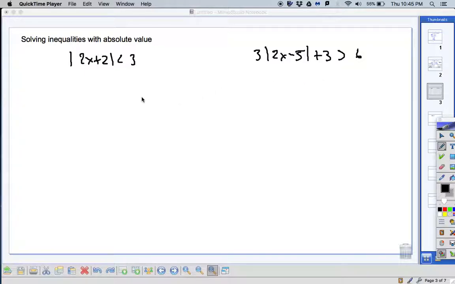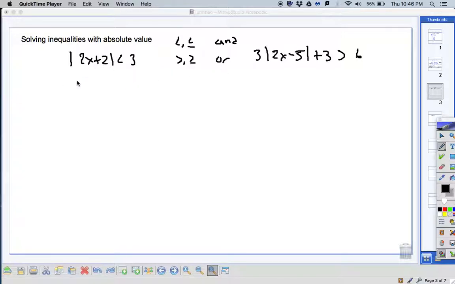Okay, so the first rule is if the inequality symbol is a less than or equal to, you're going to use the word and. If it is greater than or equal to, you're going to use the word or. So in this case, we're going to use the word and. On this case over here on the right, we're going to use the word or. So if it's less than or equal to, it's an and. If it's greater than or equal to, it's an or.